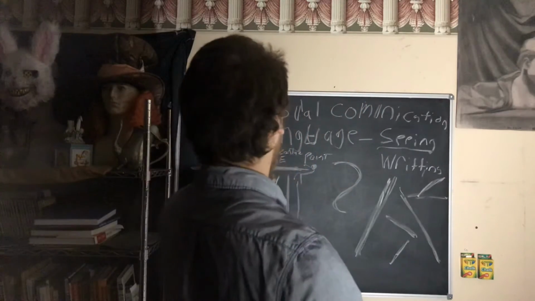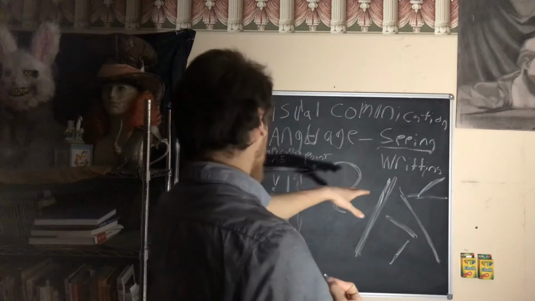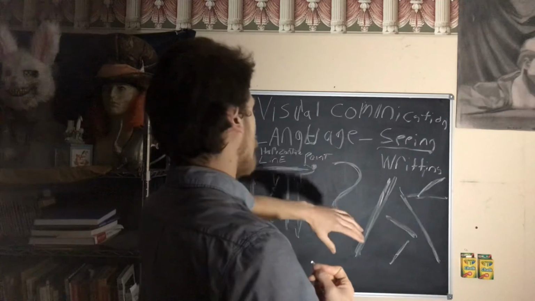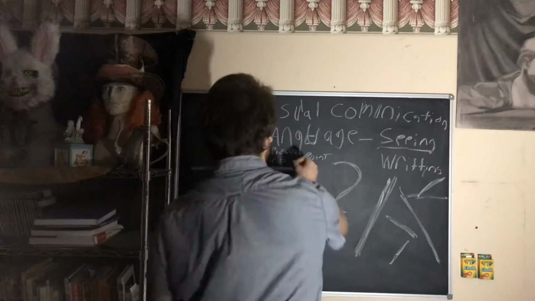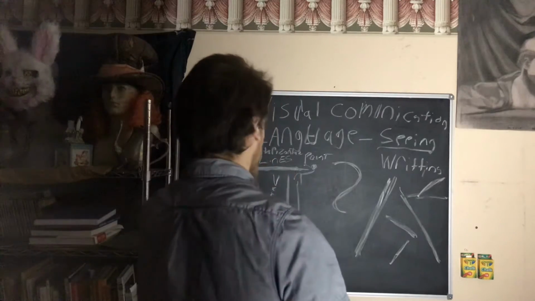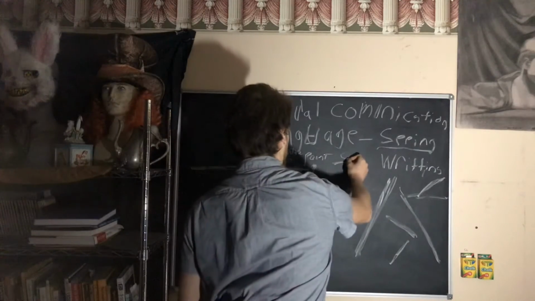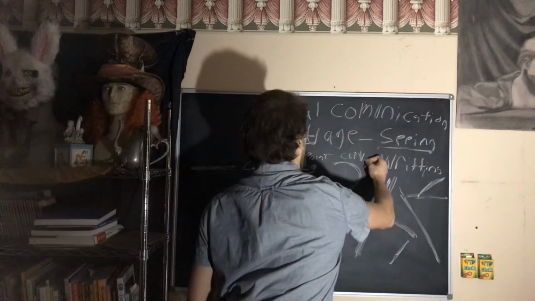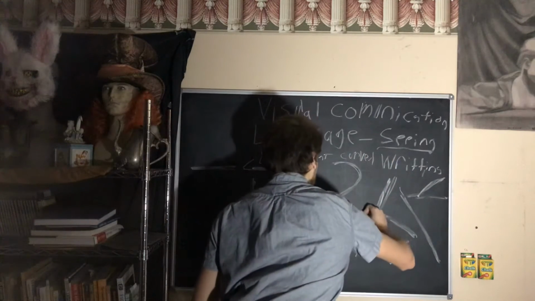So each one of these, in a sense, is a different version of a line. This is a horizontal line, this is a vertical line, this is a curved line, and this is a diagonal line.